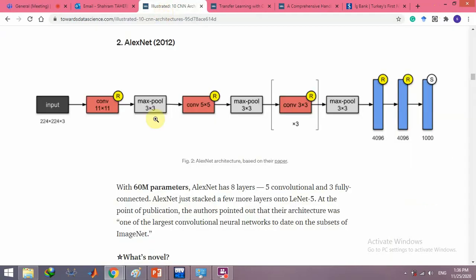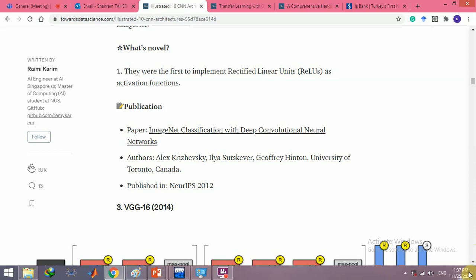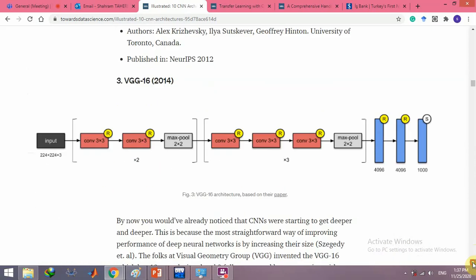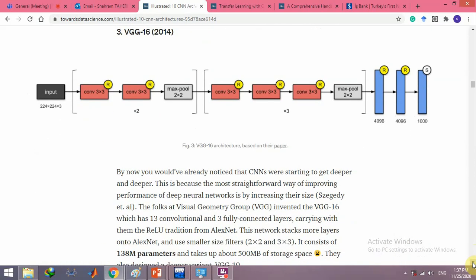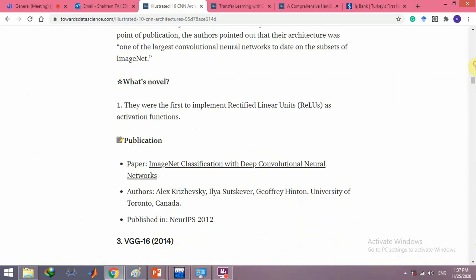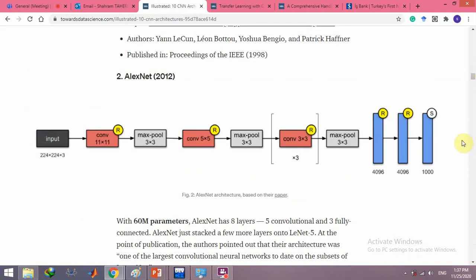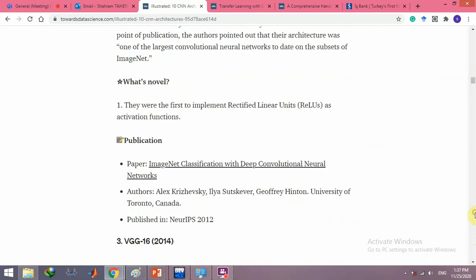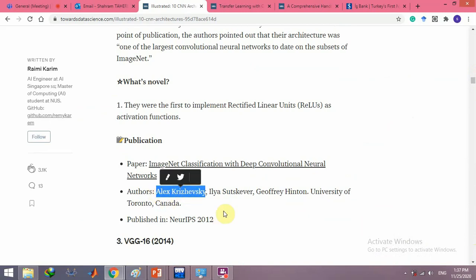Okay, let's move to the next architecture, VGG16. AlexNet was the winner of the competition in 2012, I think. So this is the author name, Alex Krizhevsky, or something like that.